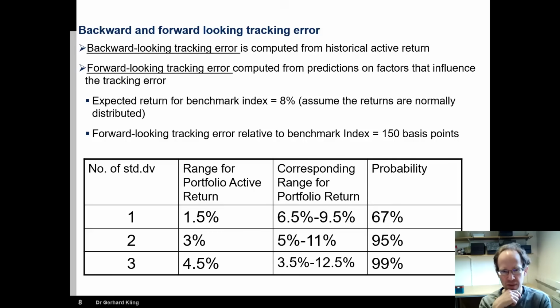In this example it's 1.5, and you have an expected value for the benchmark which is 8%, so you can easily derive the range of your tracking error with certain probabilities, and this simply comes from the assumption of a normal distribution, obviously. But of course the key question is, is it really normally distributed? And the answer is most likely not. Most likely you will have, also in this particular case, fat tails.